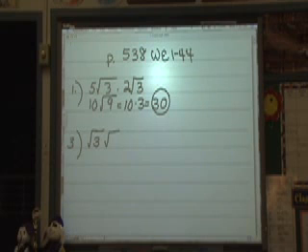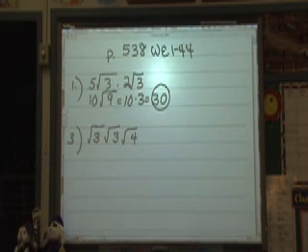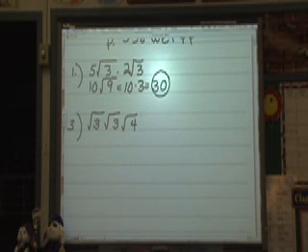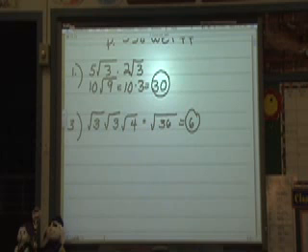Number 3, we have those 3 radicals multiplied together, and the product property allows us to multiply them all under one radical, so we get what? The square root of 36, which is 6.